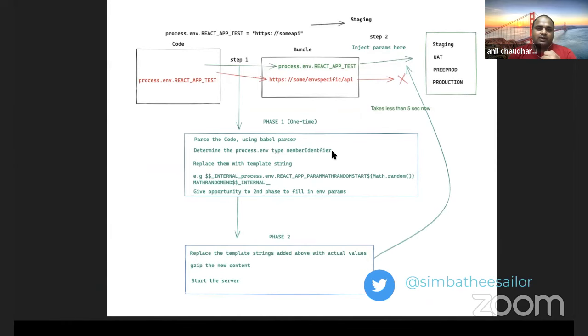So going forward, I came up with this solution. Let me explain what's happening here. This box, as you can see, is your code, and the red section is what is happening in most applications. You have code in which you are using process.env.REACT_APP_TEST, and that gets replaced by some value. That value you get from some kind of param store.